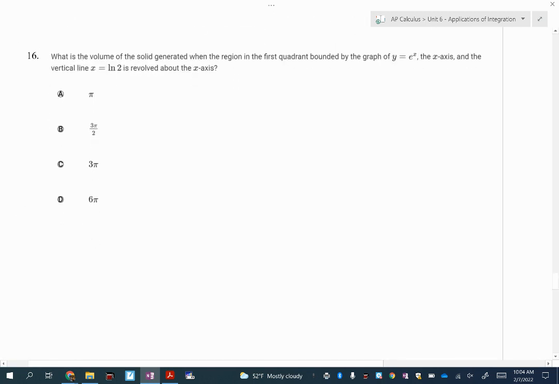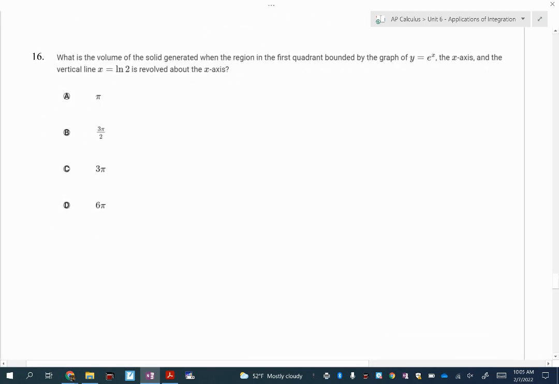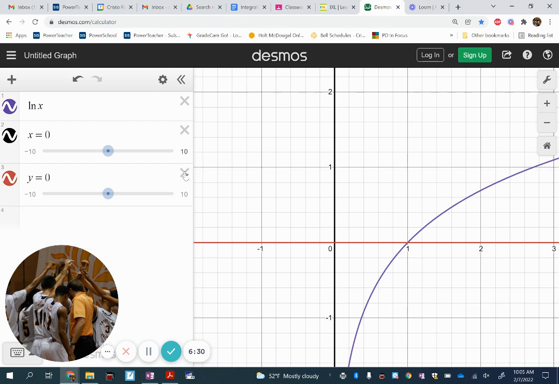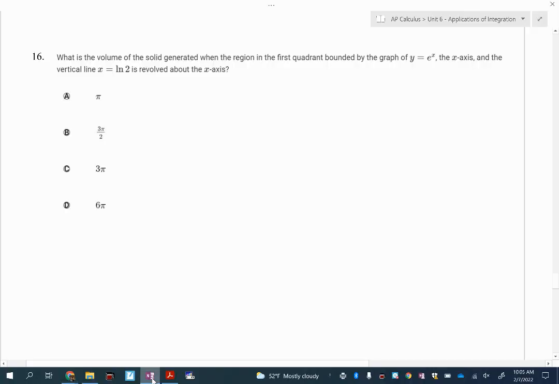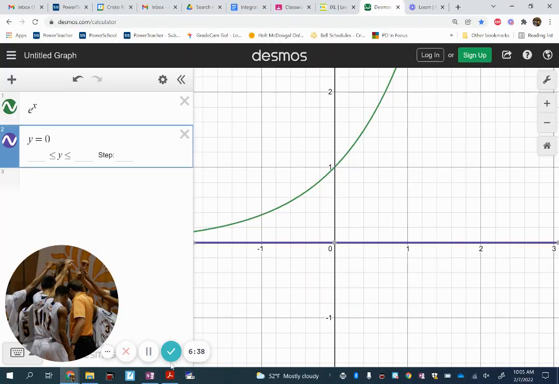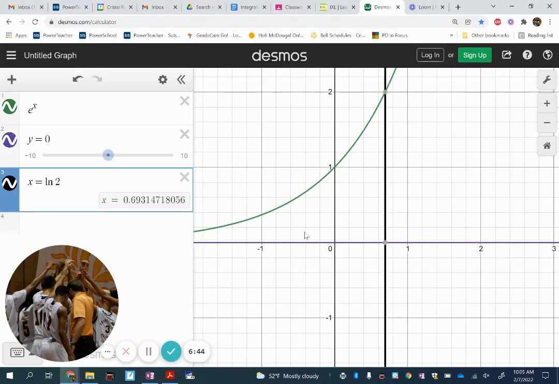Okay, 16. It says, what is the volume of the solid generated when the region in the first quadrant bounded by this natural exponential function, the x-axis, and the vertical line x equals the natural log of 2 is revolved around the x-axis? So I'm going to go to Desmos so I can sketch what this looks like. So I'm going to type in the natural exponential function, e to the power of x. And I'm looking at the x-axis, which is y equals 0. And we have the vertical line x equals the natural log of 2.